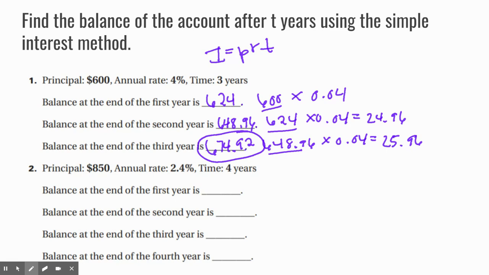Yeah? All right, so I want you guys to go ahead and do number 2 for me. I want you to find the balance after each year, and then tell me what the balance is after 4 years. So go ahead and figure that out.